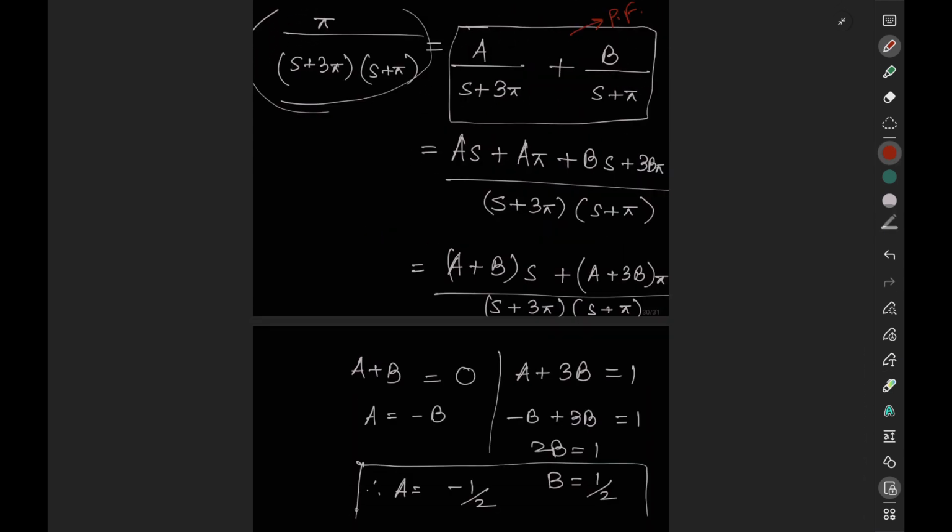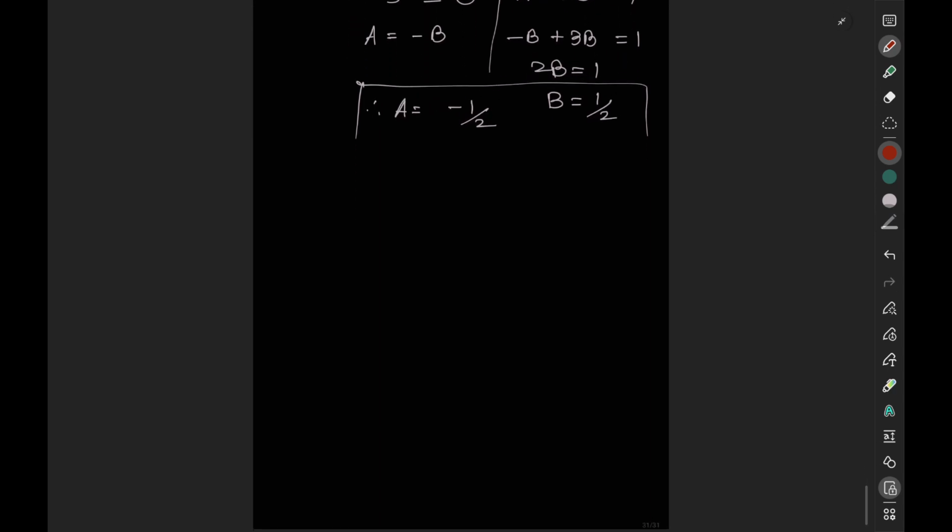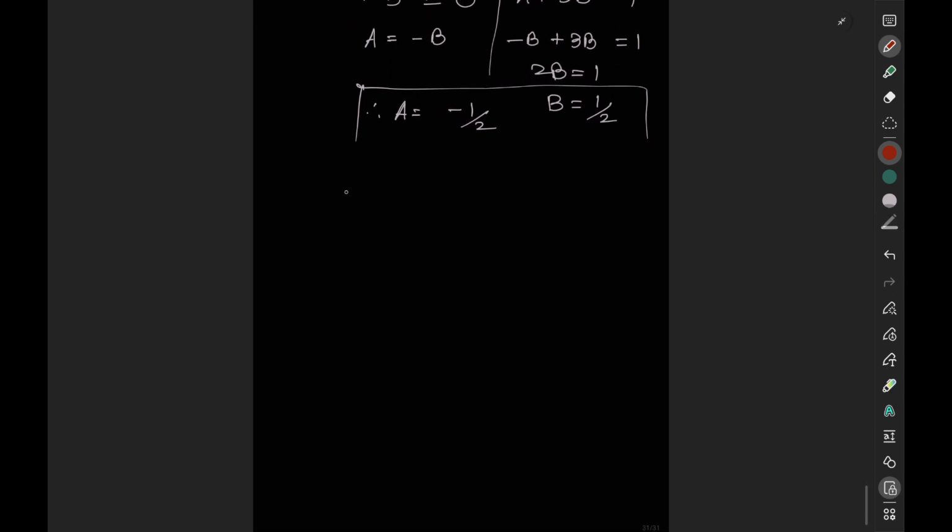Now we substitute these values of a and b in our partial fraction, and let's see what the expression becomes. So pi upon s square plus 4 pi s plus 3 pi square will become minus 1 by 2 s plus 3 pi plus b times 1 by 2 s plus pi.